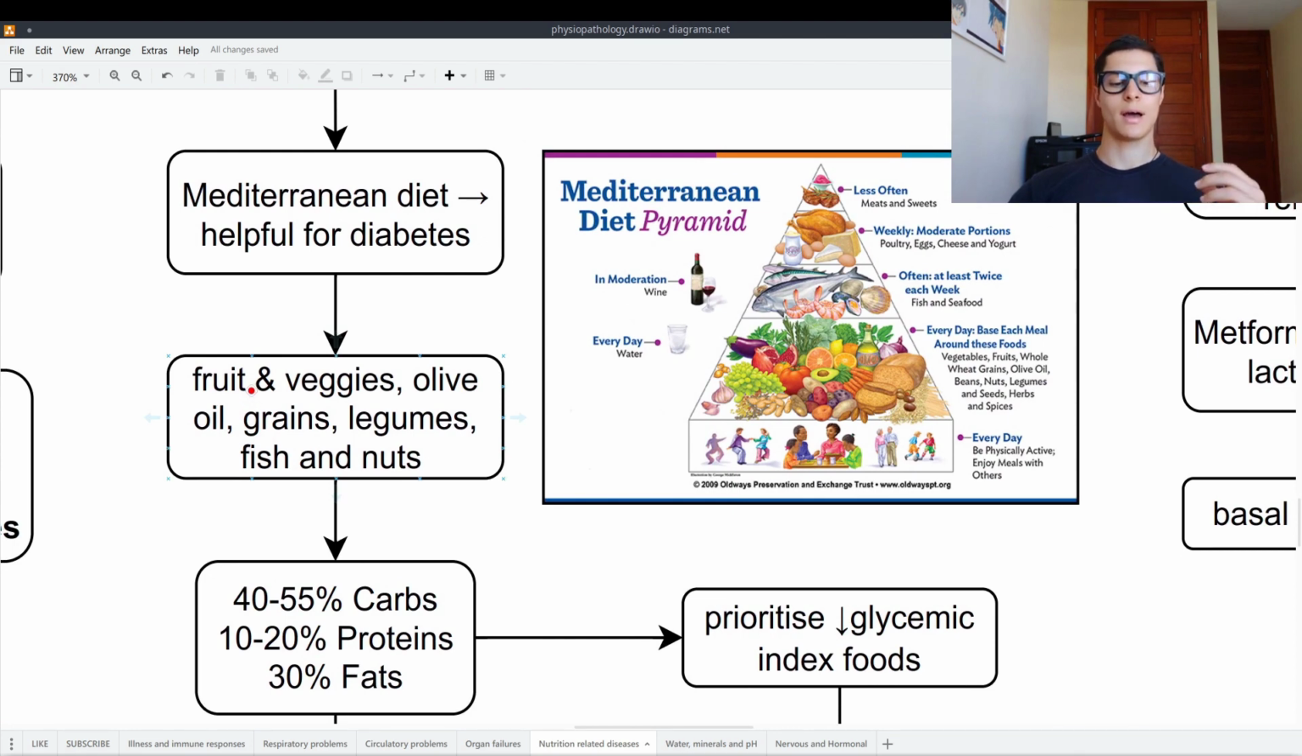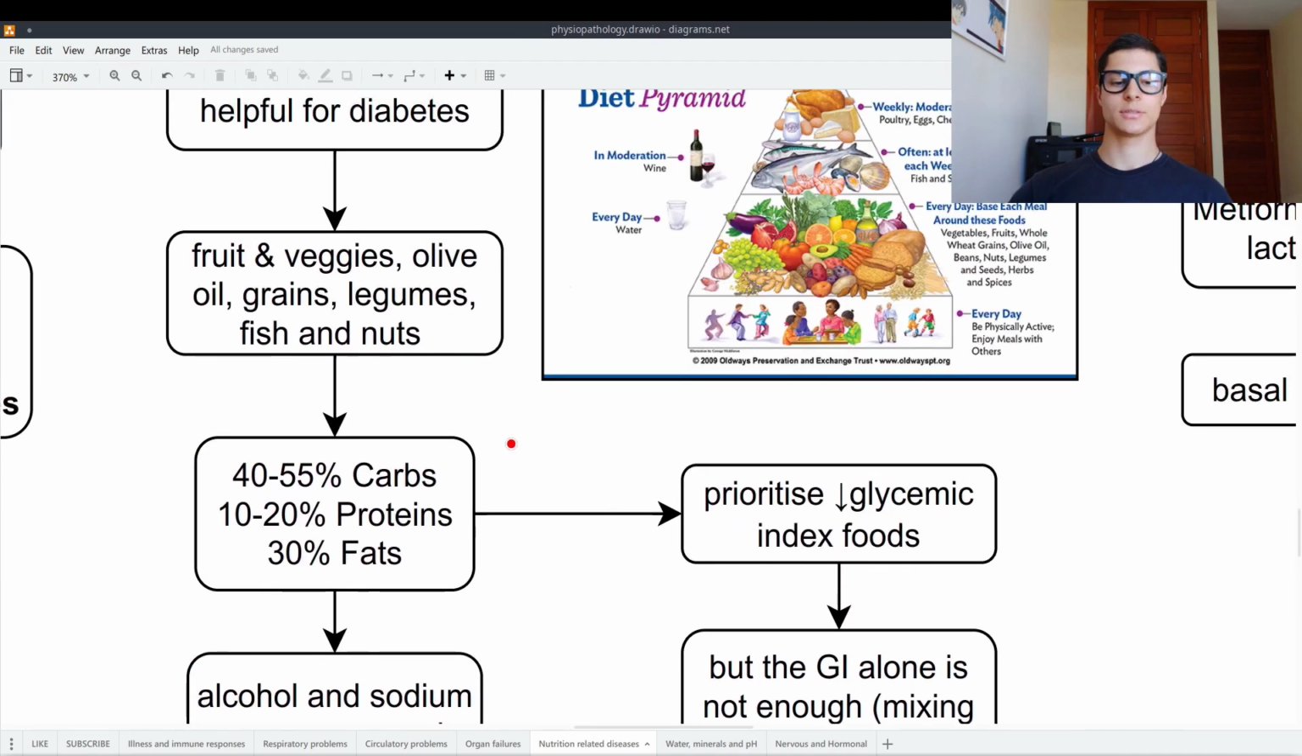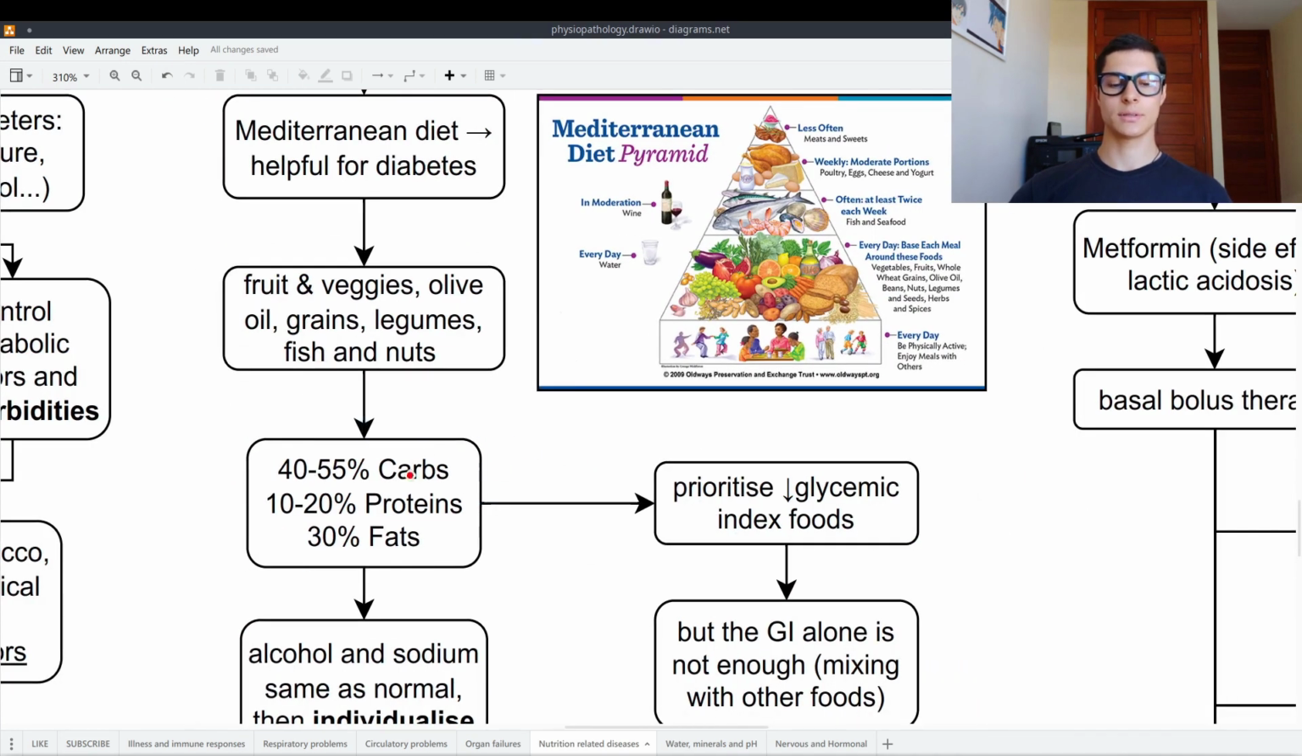They say that high fruit and veggies, olive oil, grains, legumes, fish and nuts are the base for a healthy diabetes diet. This is the Mediterranean pyramid. It consists of 40 to 55% of carbs, 10 to 20% of proteins and 30% of fats.